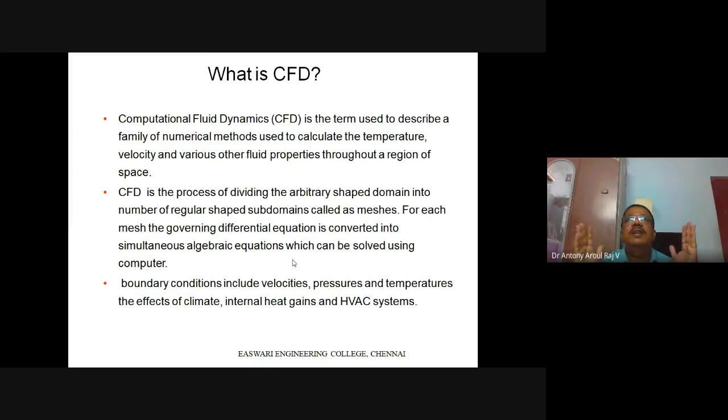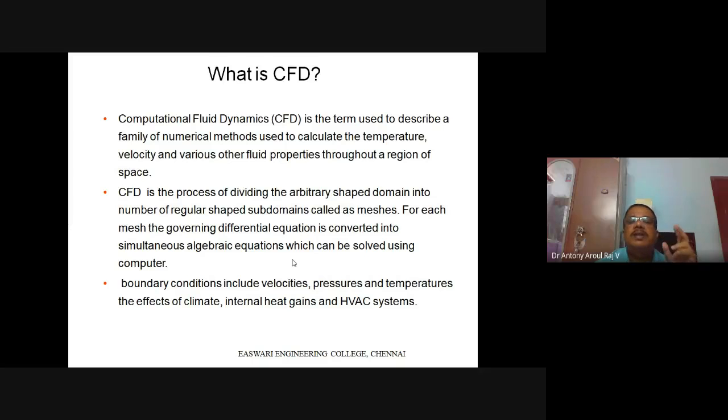So when you are going for the finite difference method, we divide the domain into a number of grid points. When you are going for the finite volume method, we are dividing the domain into a number of volumes, regular shaped subdomains called volumes. So that means the volumes are called the meshes. That volume is called a mesh.